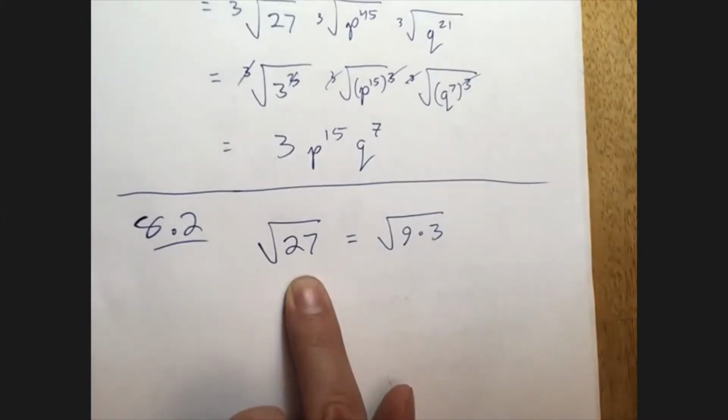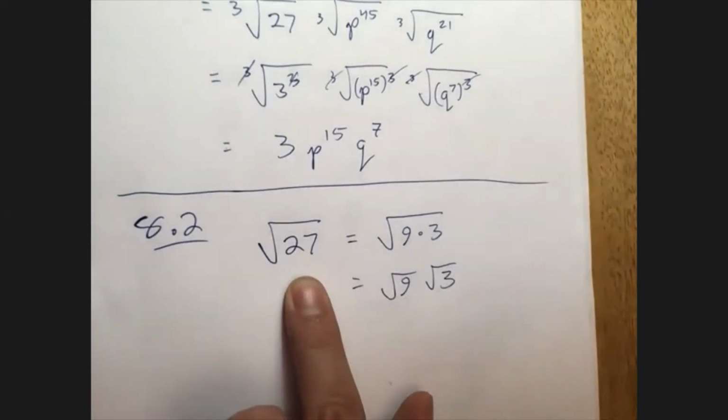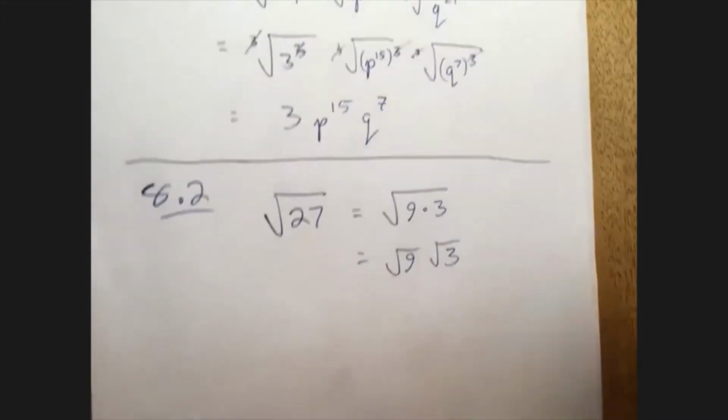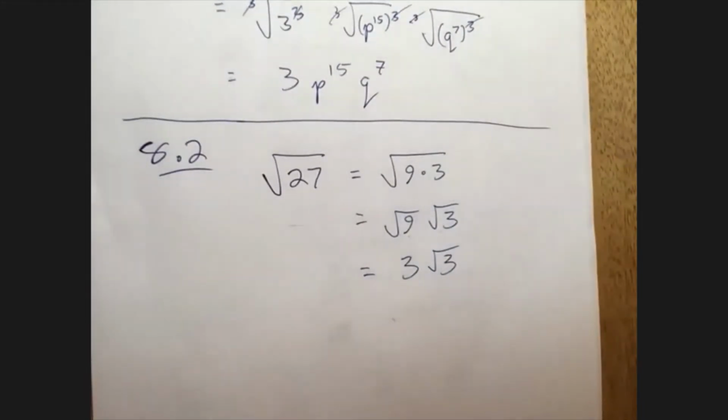And because of that property that we had, we know that this is the square root of 9 times the square root of 3. And the square root of 9 is 3. So this is just 3 root 3.